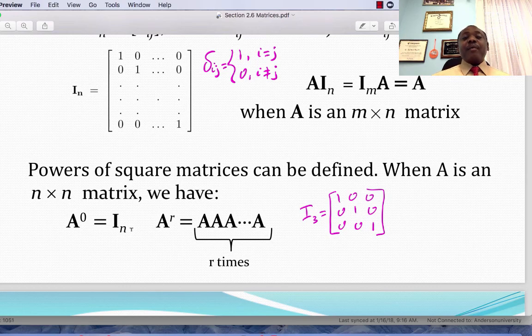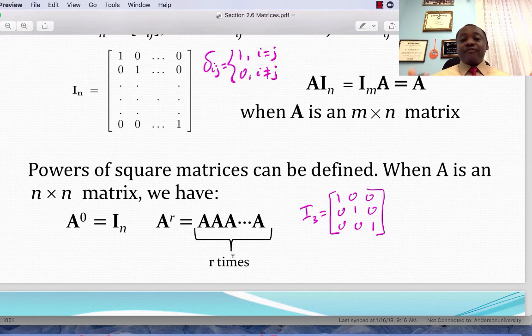5 raised to the power 0 equals the multiplicative identity in the set of real numbers, which is 1. In this case, if A is an n by n matrix, A raised to the power 0 equals the identity in the set of matrices, which is In. Also, A raised to the power r is A times A times A times A, r times, just like in the set of real numbers.